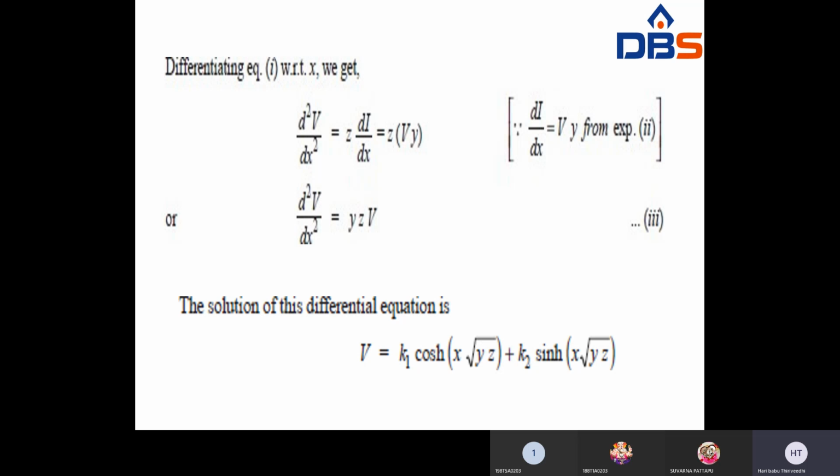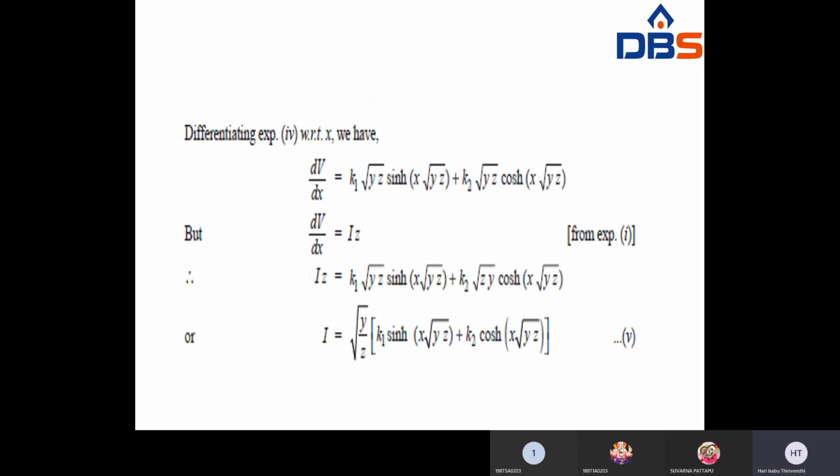Now, as usual, we have to find out K1 and K2. To find K1 and K2, we differentiate and equate to zero, and we get the values. So differentiating the above equation with respect to x, we know that dV by dx is IZ. So IZ is equal to K1 root YZ sinh x root YZ plus K2 root YZ cosh x root YZ. Therefore I is equal to, taking Z to this side, root YZ by Z is nothing but root Y by Z. The common factor is root Y by Z: K1 sinh x root YZ plus K2 cosh x root YZ.